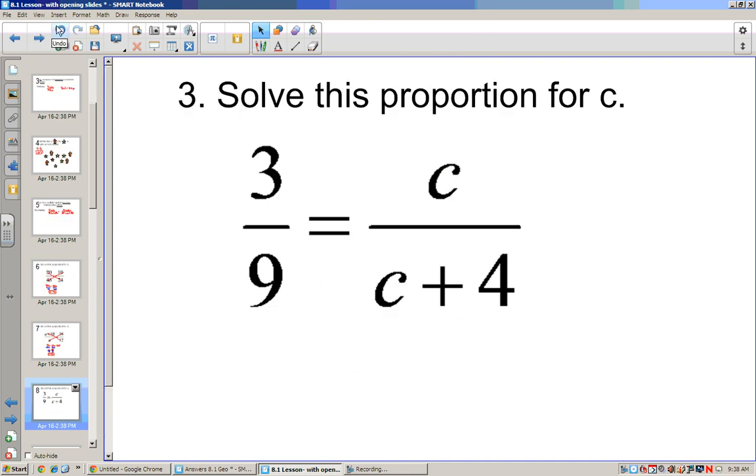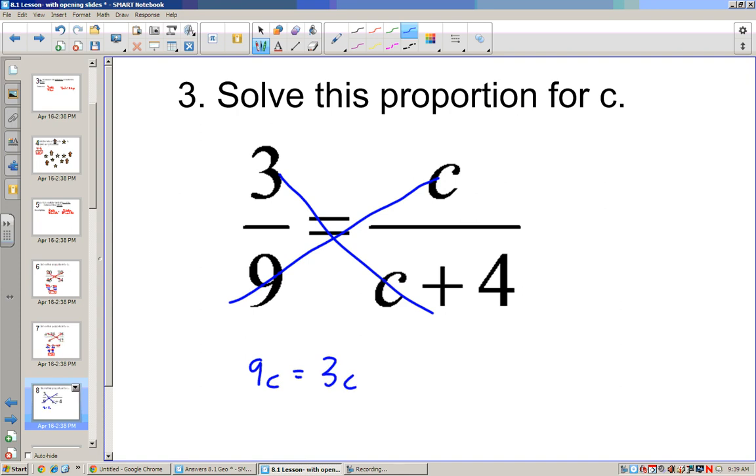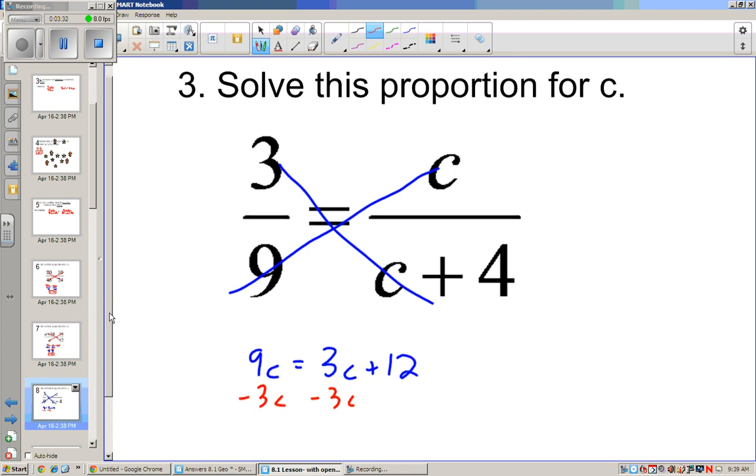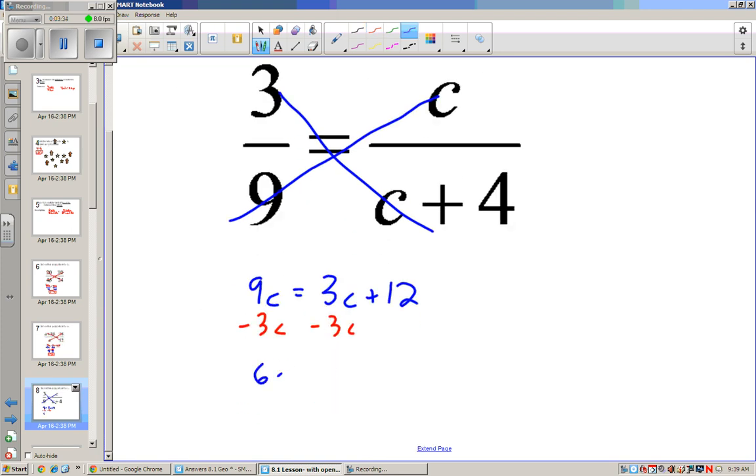All right, now this one I want you to try on your own, so pause the video, and when you are ready, start it back up and see how well you did. So when I cross multiply, I'll have 9c, and then when I cross here, it's going to be 3c, but remember that 3 has to be multiplied by the 4 also, so 3c plus 12. Now we subtract 3c on both sides, leaving 6c equal to 12. So now I just divide by 6, leaving c equal to 2.